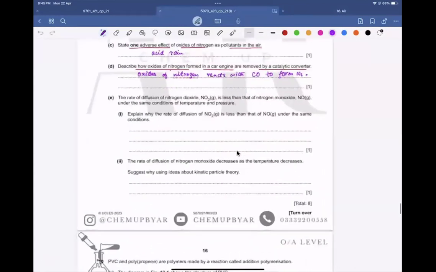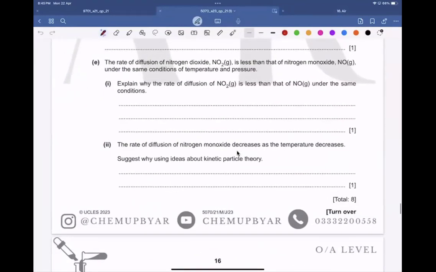Now, E part. The rate of diffusion of nitrogen dioxide is less than that of nitrogen monoxide under the same conditions of temperature and pressure. Explain why the rate of diffusion of nitrogen dioxide is less than nitrogen monoxide, and it's of 1 mark. If you calculate its Mr, nitrogen is 14 and oxygen is 16. There are two oxygens, so 14 plus 32, it would be 56. And here it's 14 plus 16, so it's 30 only.